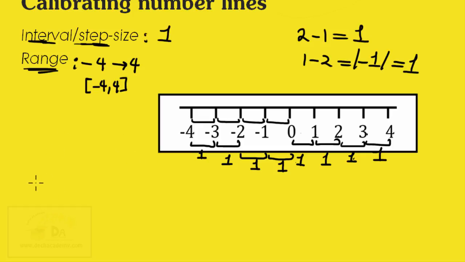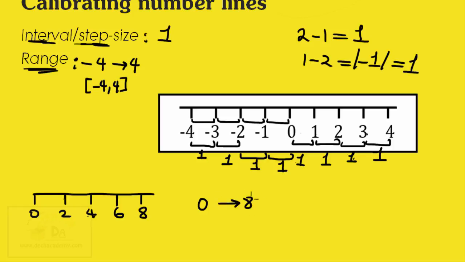So I'll give another example. Here's a number line: 0, 2, 4, 6, 8. This number line has a range of 0 to 8, or I can write this as [0, 8] with square brackets. This number line has an interval of what? It has an interval of 2, because the magnitude of the difference between consecutive numbers is 2.